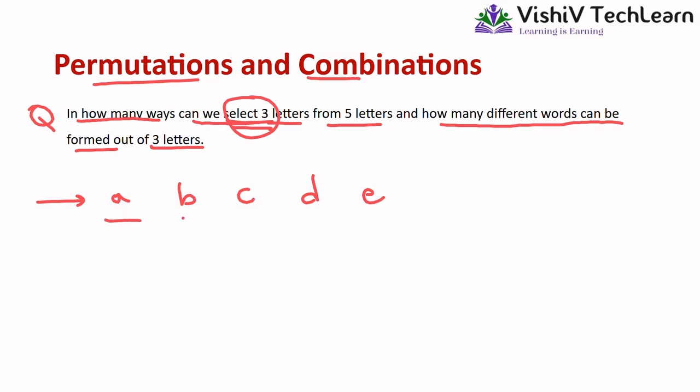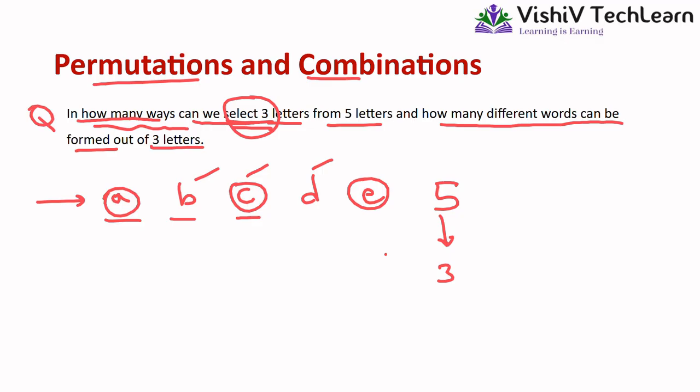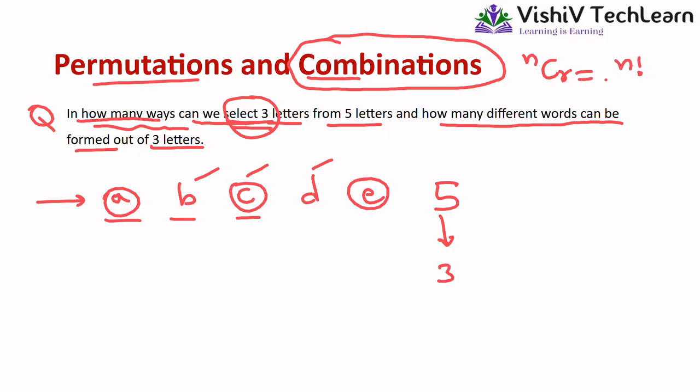So it may be this A, B, C, or it may be B, C, D, or it may be C, A, E. So randomly we can select any 3 letters. Now how many ways are there that out of 5 we can select any 3 letters? How many different combinations are there? So for this the concept combination is used, and it has the formula nCr. nCr gives n factorial upon n minus r factorial into r factorial.